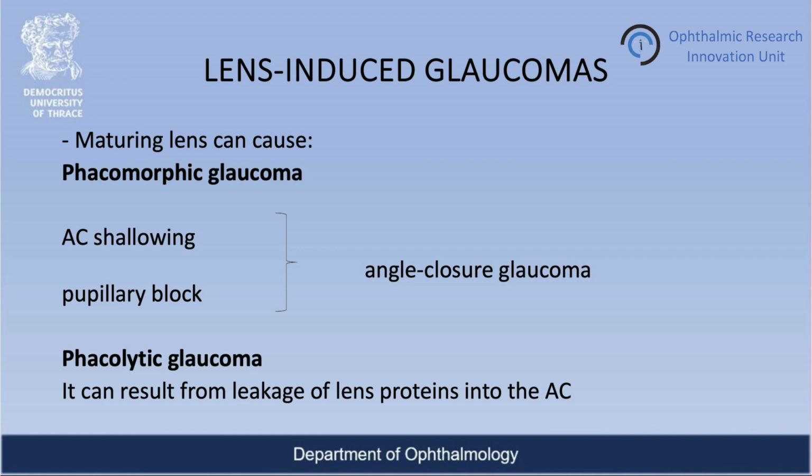The maturing lens, even in young people, can swell to a degree that causes anterior chamber shallowing, pupillary block, and angle closure glaucoma. This condition is known as phacomorphic glaucoma. Another type of lens-induced glaucoma is phacolytic glaucoma, which can result from leakage of lens proteins into the anterior chamber.